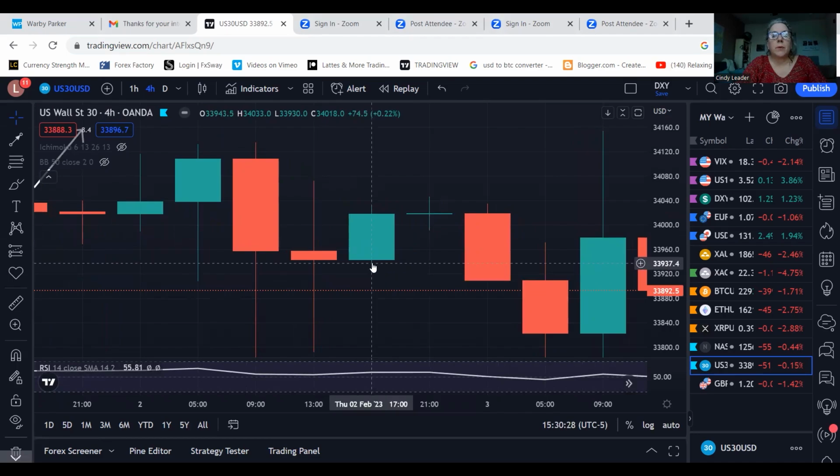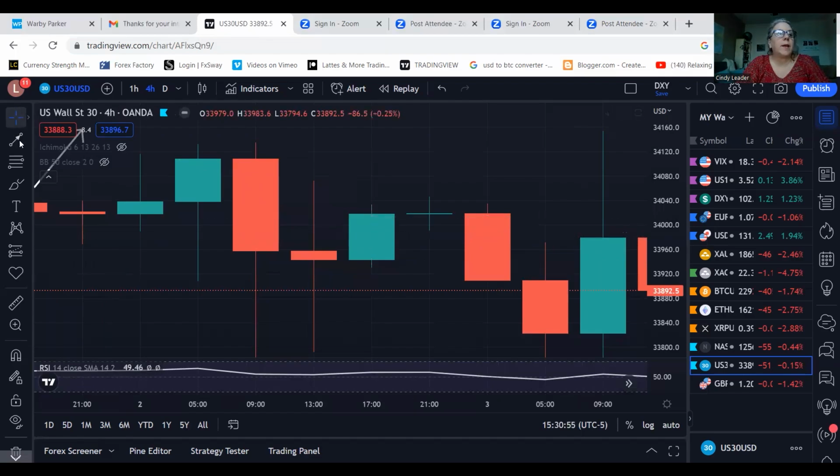So it wicked down to the low, which is 33,791. Oh, when I move it, it moves. 33,930. So it wicked down to here, but it did not stay here. It did not close here. It literally closed right here at 34,018.